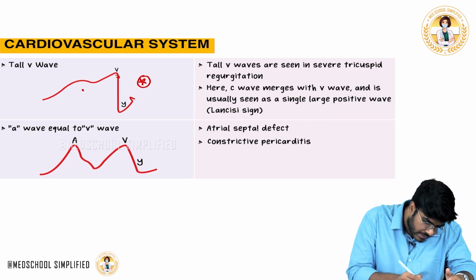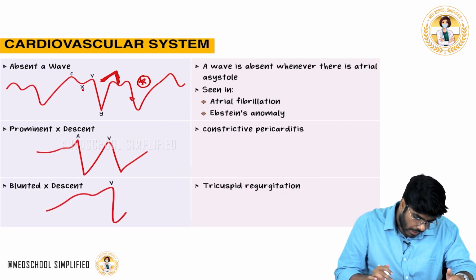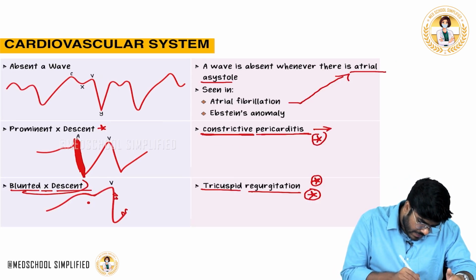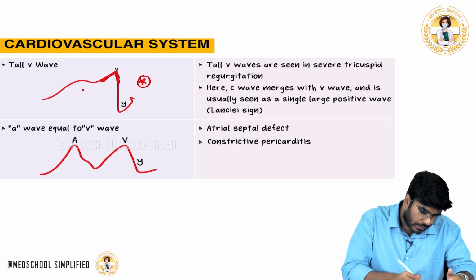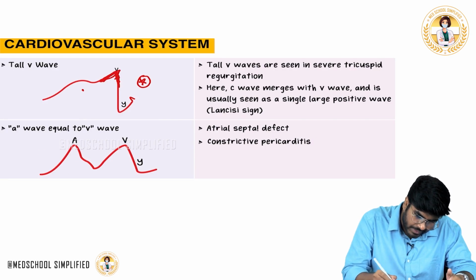So here what you are seeing is a tall V wave. Whenever they use the word tall V wave or blunted X descent, same answer, that's tricuspid regurgitation. Or tall V wave, again same, it is going to be seen in severe tricuspid regurgitation.